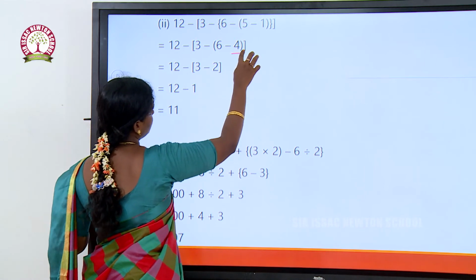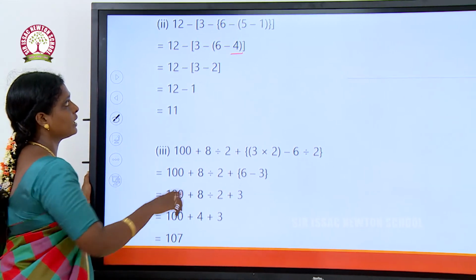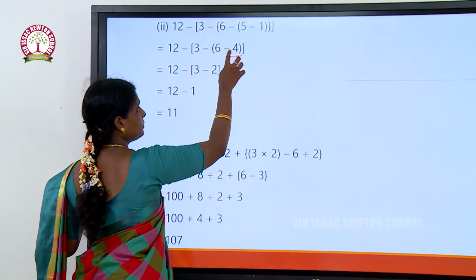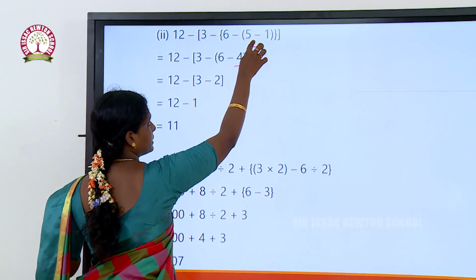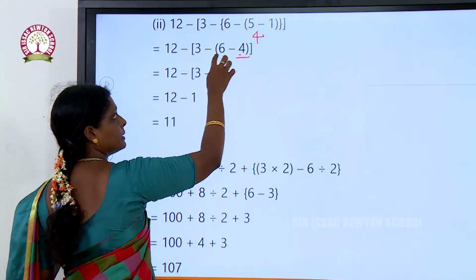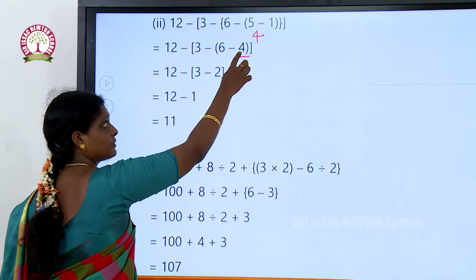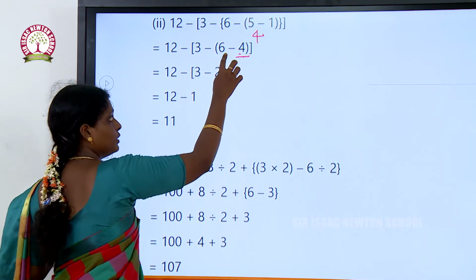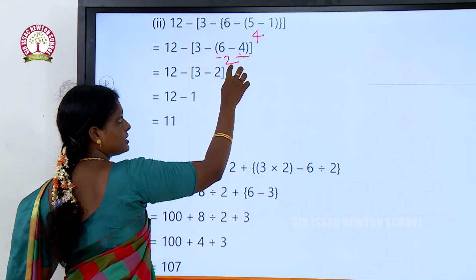5 minus 1 means 4, right. So, this is 4 and then you have to subtract 4 from 6. So, now I am going to subtract this 4 from 6. So, if we subtract 4 from 6 you will get 2, right. 6 minus 4 is 2.